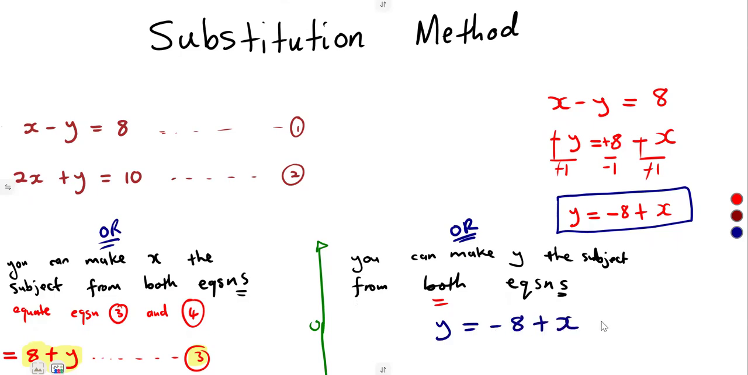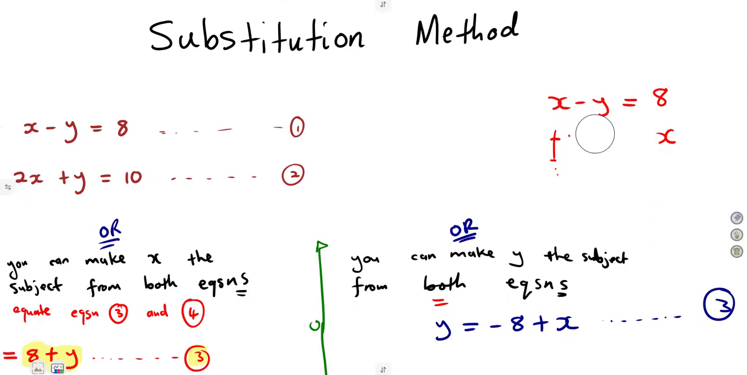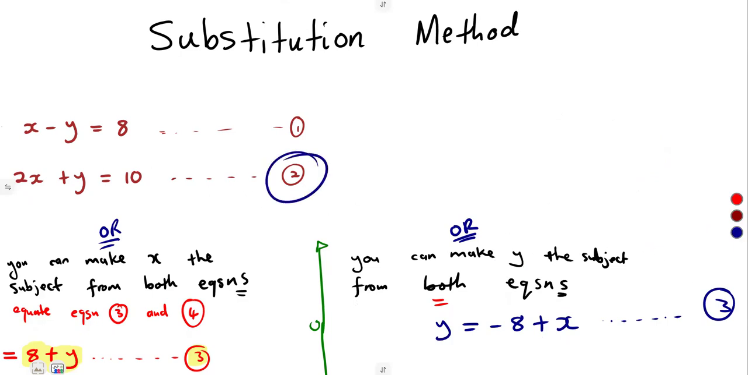plus x. So we're going to call this one equation 3. All right, since we have equation 1 and equation 2. We made y the subject from equation 1. We do the same thing from equation 2. We make y the subject. So here we're just going to take 2x to the other side. So this one is easier. Y is equal to, there is already 10 there. So if we take the 2x to the other side, it's going to be a negative. So it will be minus 2x. So this is it.